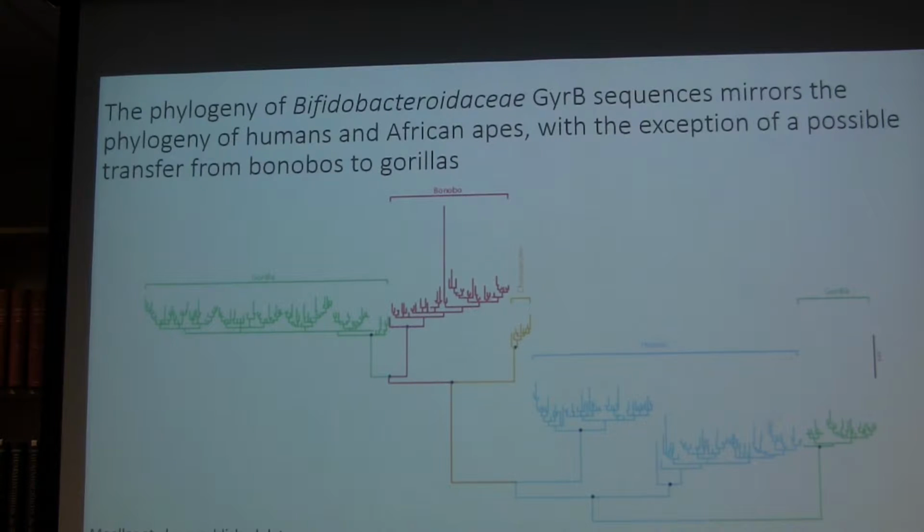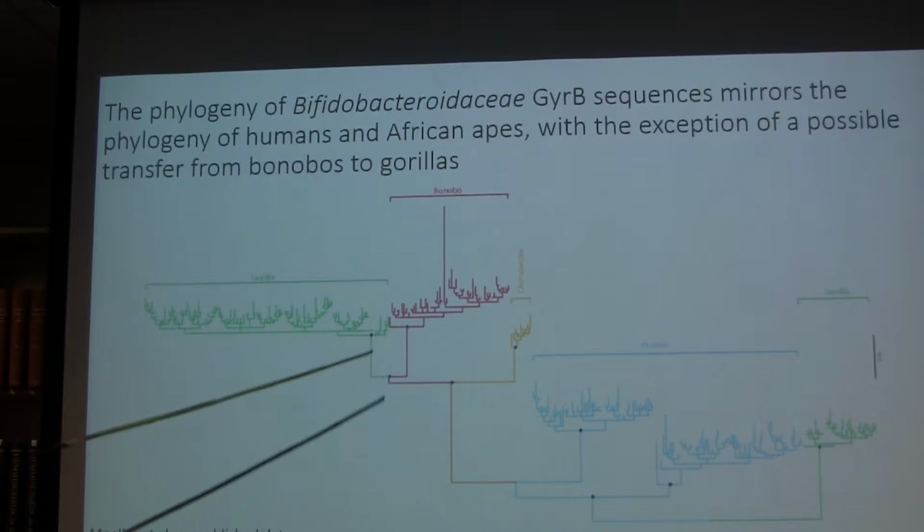And we see a similar pattern where the phylogeny of the strains more or less matches the phylogeny of the host, with the exception of this one clade in which bonobo and gorilla sequences from the Bifidobacteriaceae are sister to one another. So this potentially represents a transfer from bonobos into gorillas. And of all the populations that we sampled, the bonobo and gorilla populations are the only two that share a border. They share a border on the Congo River. And it's possible that they were in sympatry at some point in the past. And so I think this may represent a transfer from bonobos to gorillas.